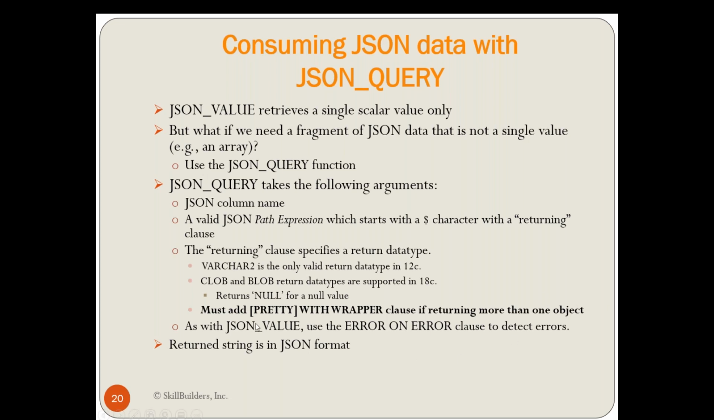As with the JSON value, it has the error on error clause if you want to detect things that are missing. And it returns the string in JSON format. So now this is JSON query, so it's not returning just a scalar, it returns a string in JSON format. If it happens to be an array, it returns it in square brackets. If it's an object, curly braces, and so on.